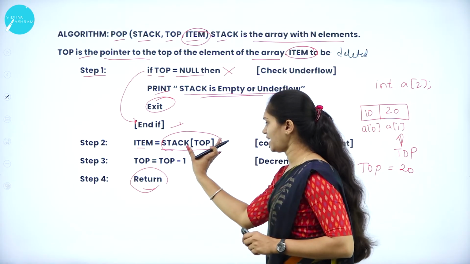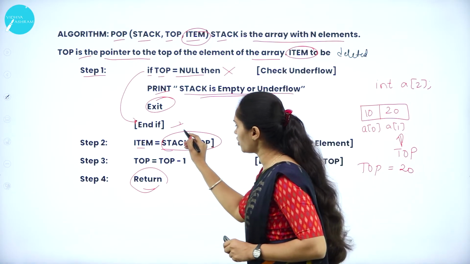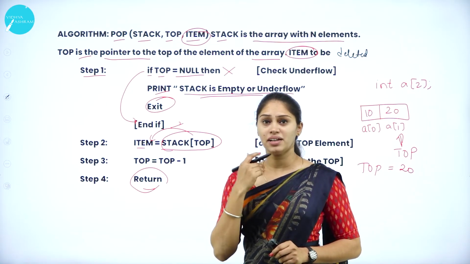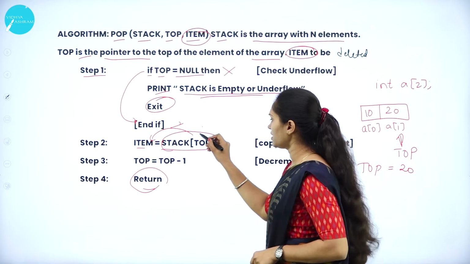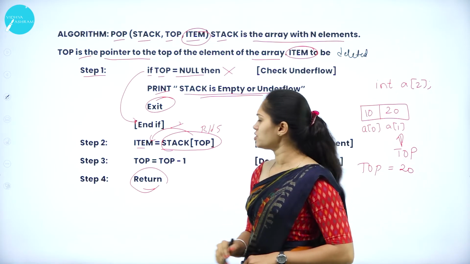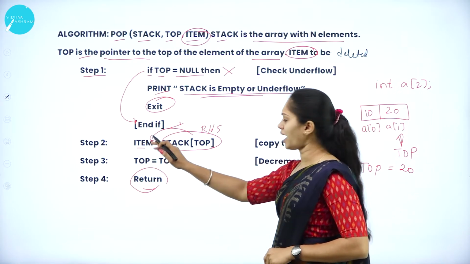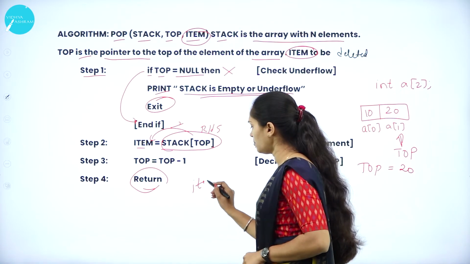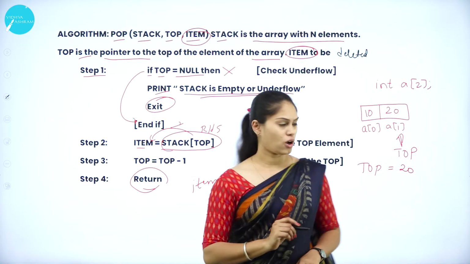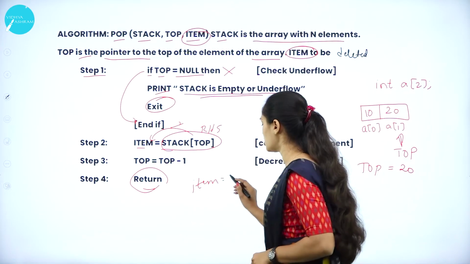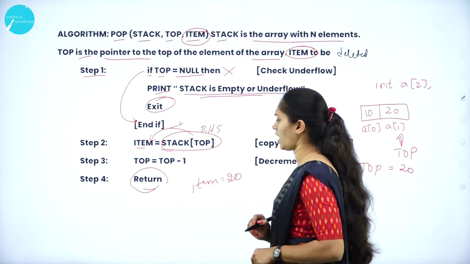So what is there in the stack of top? I'm just going to copy that into the item. Already you have known how assignment should be. Whatever is on the right hand side should be copied to the left hand side. So to the item, I am going to copy the stack of top. So now item becomes what? Stack of top. So what do we have in stack of top? That is 20. So item becomes 20 now.